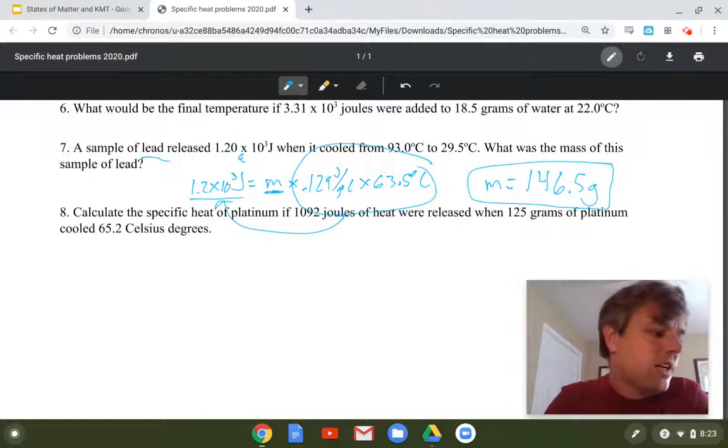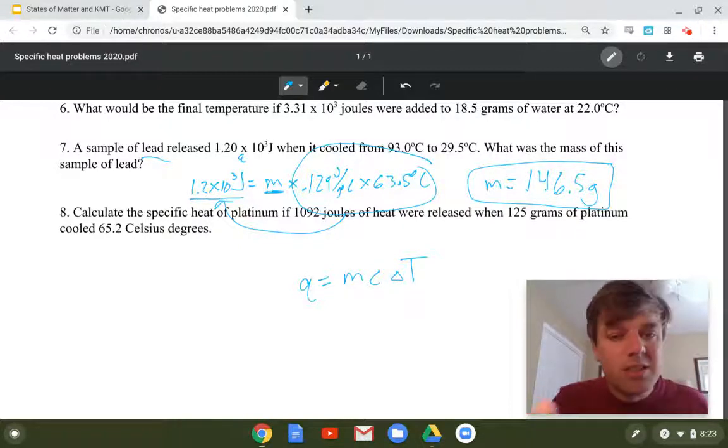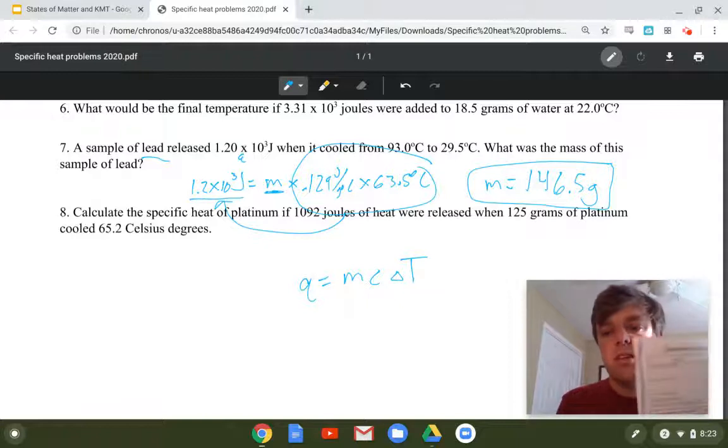And by the way, the specific heat formula that's on your reference tables is affectionately known as Q equals MCAT, even though that's a delta or triangle, which means change in. I know it's not the letter A, but if that helps you remember the formula, there you go. But you can always use your reference tables.